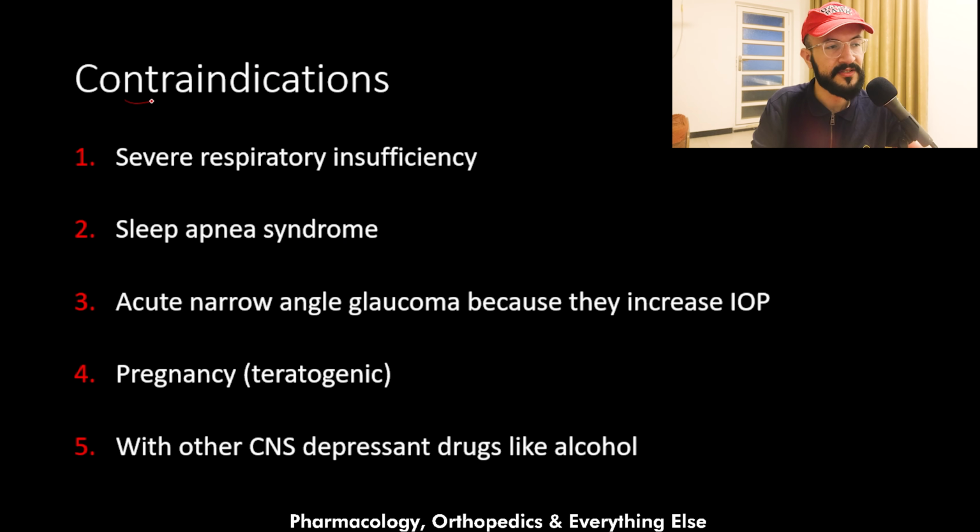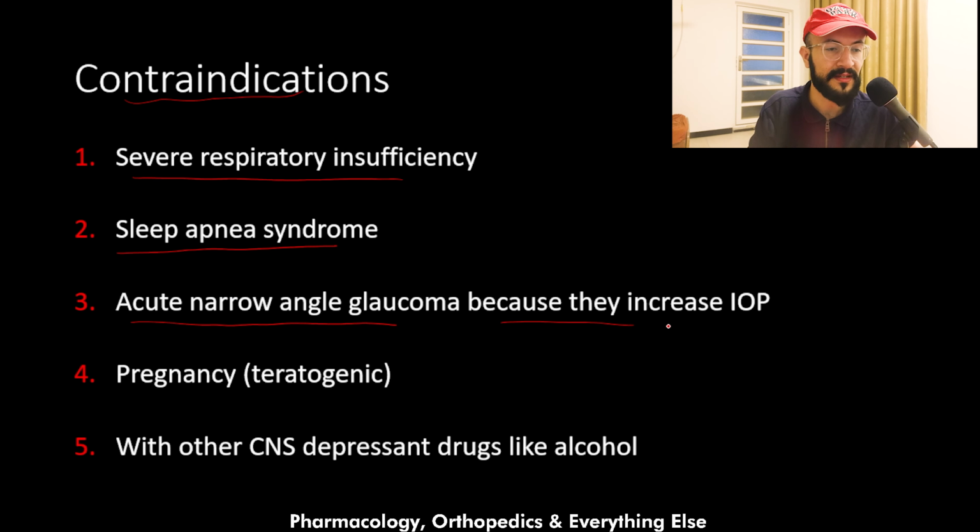Regarding the contraindications of the barbiturates, they are contraindicated in severe respiratory insufficiency and sleep apnea syndrome because they have a negative influence on the respiratory system. They are also contraindicated in acute narrow-angle glaucoma because they increase the intraocular pressure, and in pregnancy because they are teratogenic, and with other central nervous system depressant drugs like alcohol because they would have a synergistic effect leading to more CNS depression.